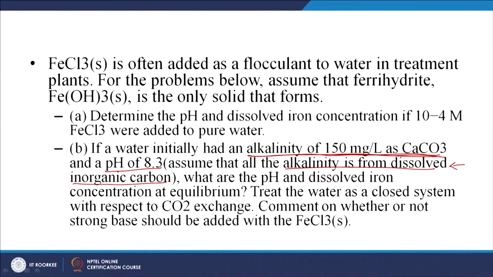Again, what is alkalinity? It's nothing but acid neutralizing capacity. So we need to look at all the bases. I am just trying to refresh your memory here. So we have an alkalinity of a particular value and a pH of a certain value, and again the question is what is the pH and dissolved iron concentration at equilibrium. So the same case as earlier, but with a few other variables.